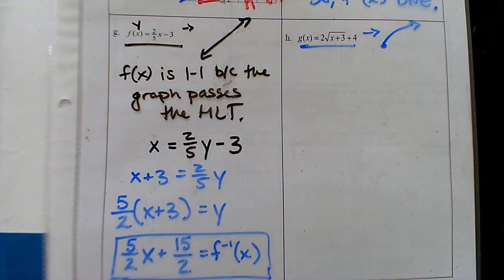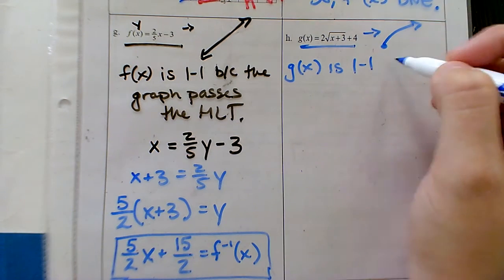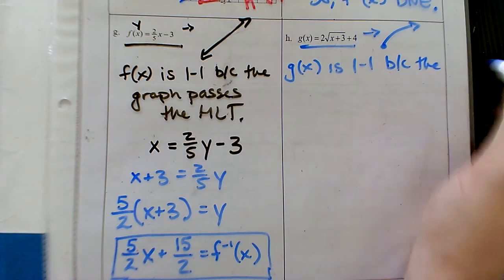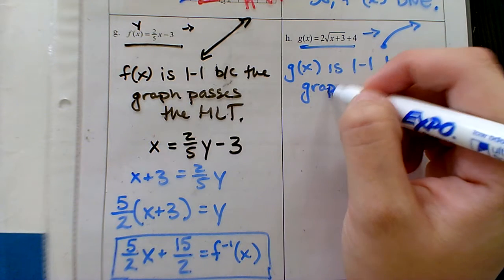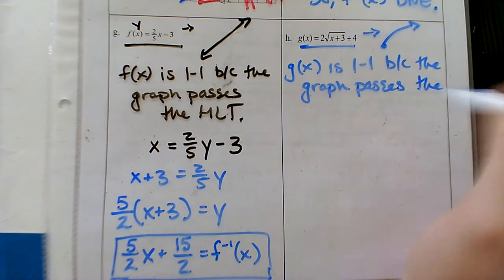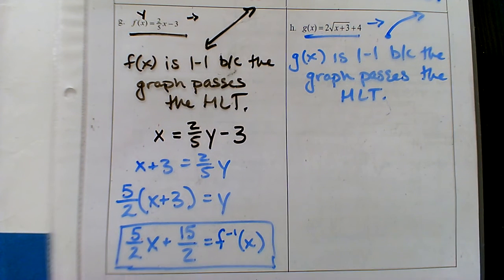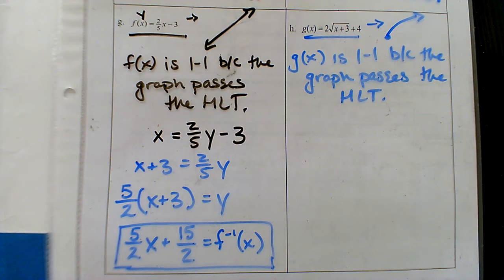If you were to use a horizontal line test, would that graph pass it? Only touch once? Okay, so g of x is 1-to-1 because the graph passes the horizontal line test. Therefore, we know we have an inverse that is a function, and we're going to go ahead and try to figure out what it is.